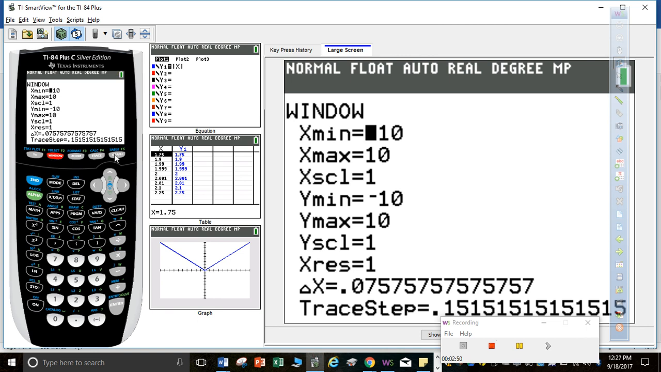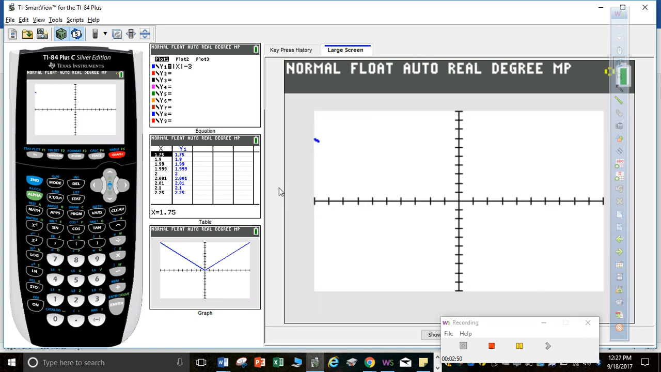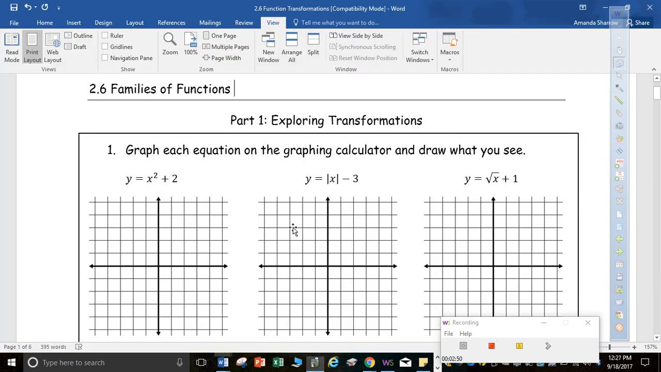It should be the same setting as we did for the last one. And we're going to go ahead and take a look at our graph. And then back on your paper, you can draw a sketch of what you saw that time. All right, last one we're going to do, let's look at our third equation here.